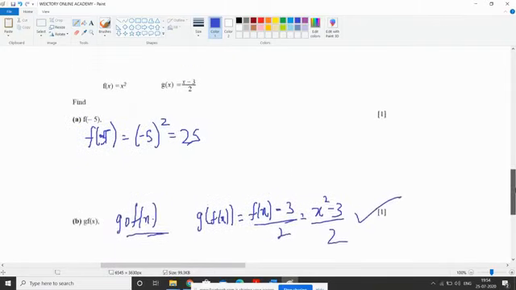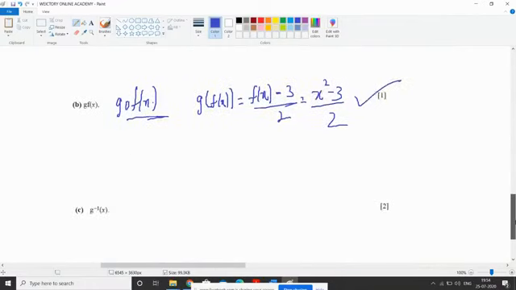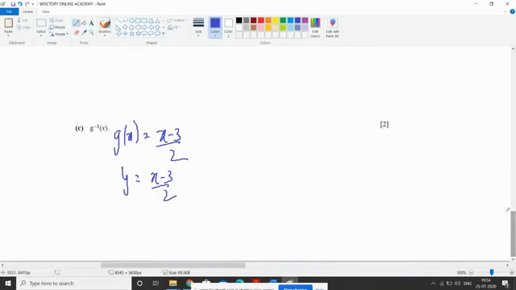So for g inverse x, we will follow the same steps we did in the previous question. So g(x) is (x minus 3) over 2. Now replace g(x) with y. First step, y equals (x minus 3) over 2. Now very simple, replace y with x and x with y. So x is equal to (y minus 3) over 2. This is the second step.